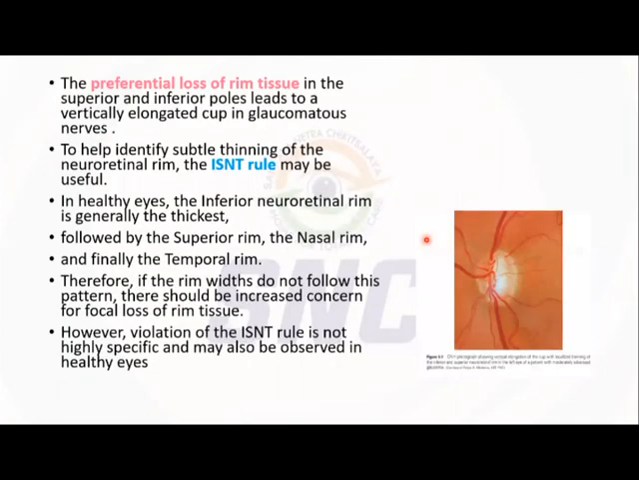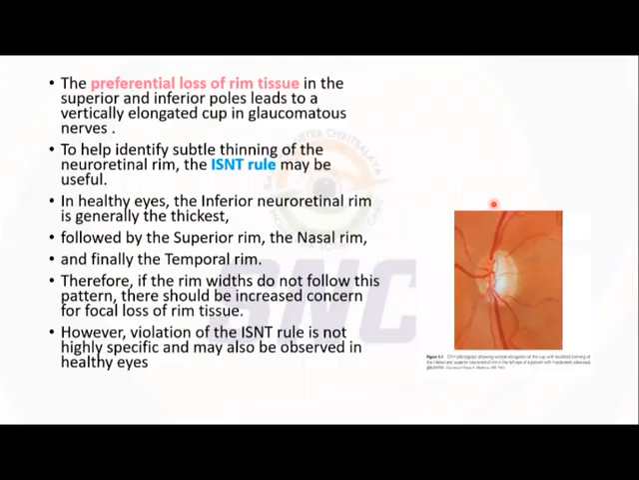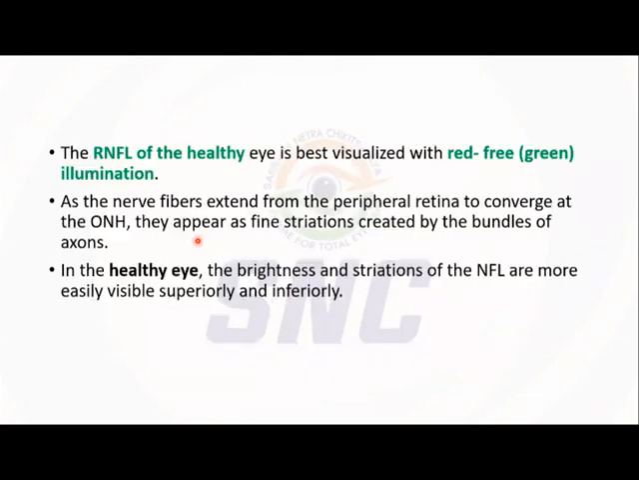We saw this picture previously. Sir explained that here one hemorrhage and rim notching is developing later. Disc hemorrhages may also be caused by posterior vitreous detachment, diabetes mellitus, retinal vein occlusions, and anticoagulation therapy. So it's not that specific for glaucoma.